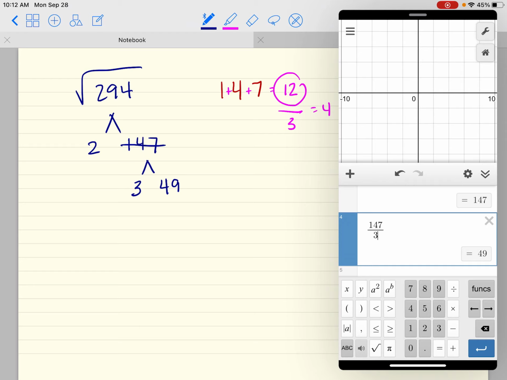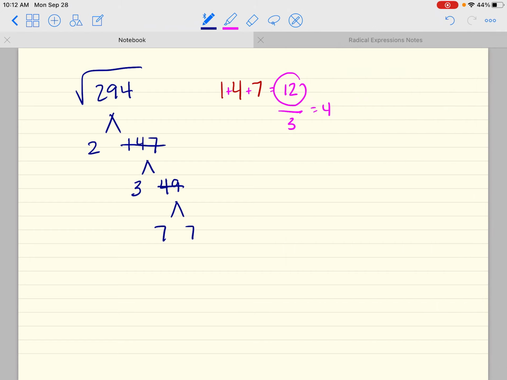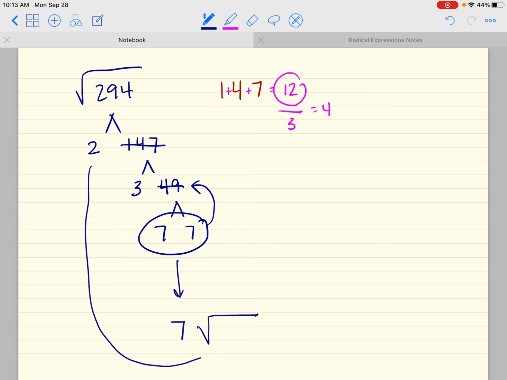So 147 breaks down to 3 times 49, and then 49 is 7 times 7. So here is my pair. That pair of 7s represents that perfect square, right? Square root of 49 is 7, so this pair of 7s tells me I have a 7 that can come out of the radical. And anything that's unpaired stays in the radical. So this 2 would stay in, and this 3 would stay in. And so my final answer is going to be 7 times radical 6, what's left over.